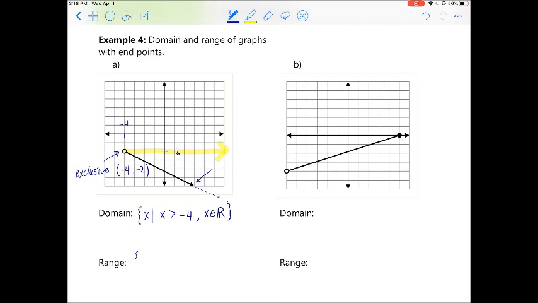For range, y such that, notice our y here is going from here down here. So we can say that y is less than -2. And it's exclusive, so we do not add the equal sign there. And y is an element of all real numbers.